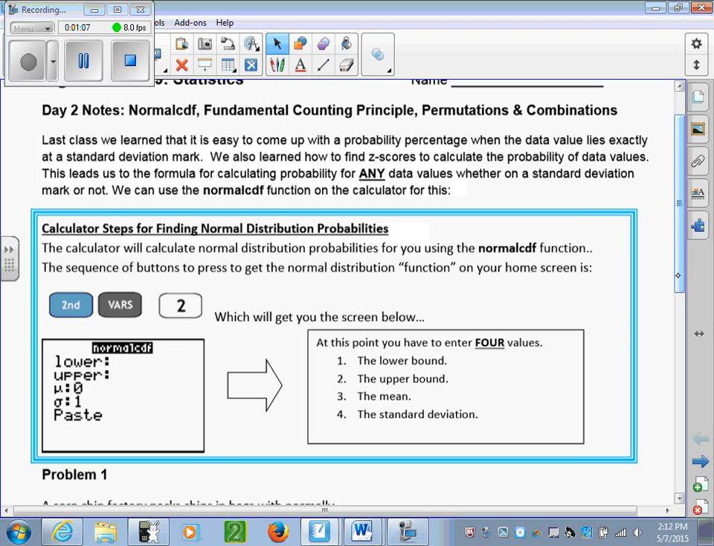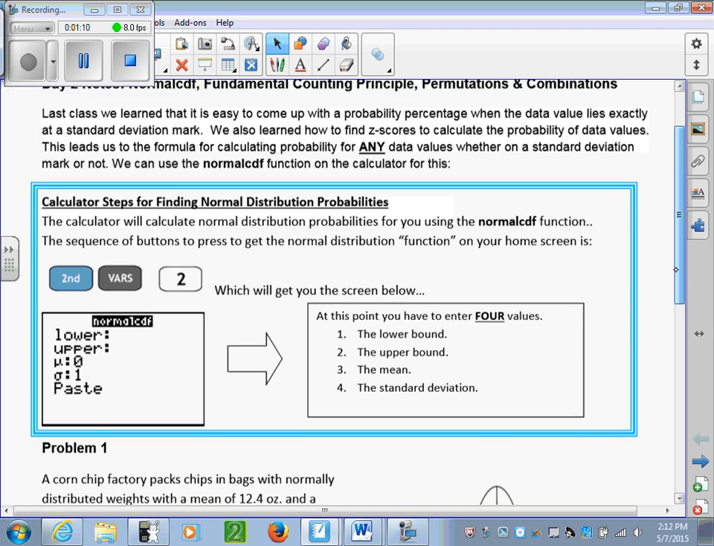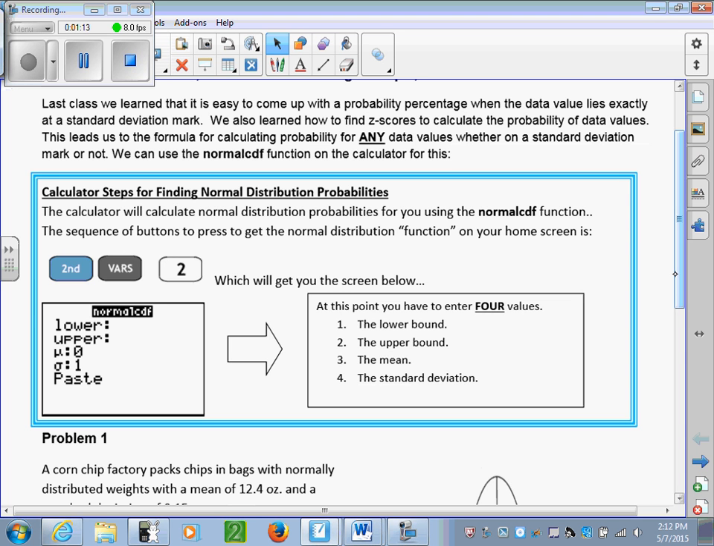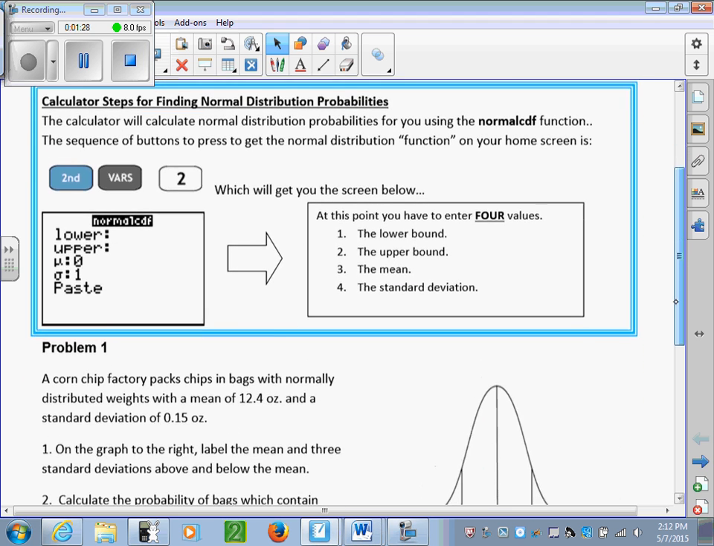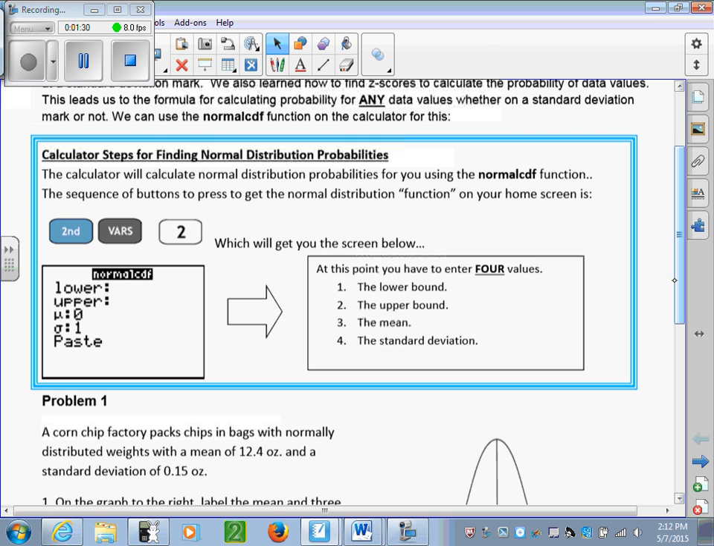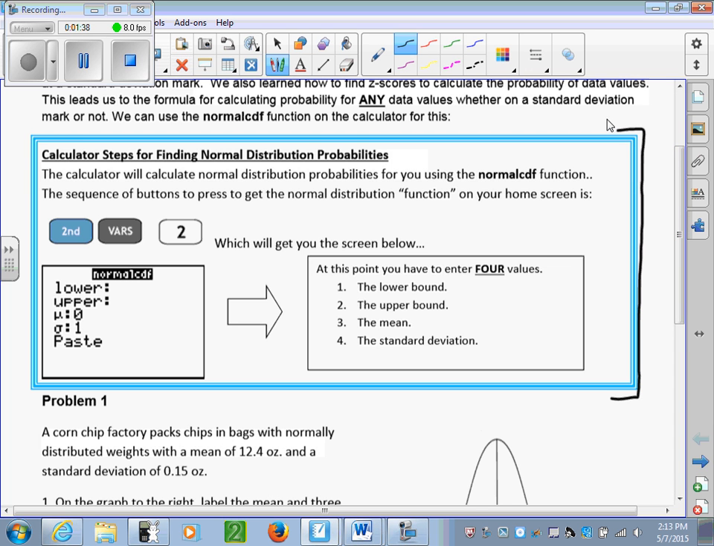mean. We can also use something called the NormalCDF function on the calculator to find that percentage represented by a data value that falls 1.3 standard deviations from the mean. So using NormalCDF in our calculator is what we can use to find that probability. These are the steps right here in this box on how to use NormalCDF. It's just a function in the calculator.